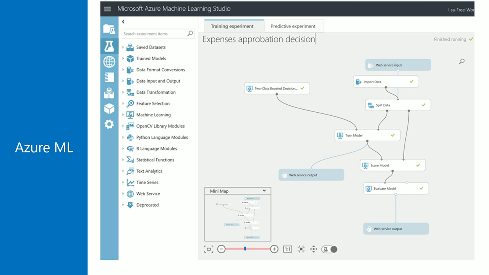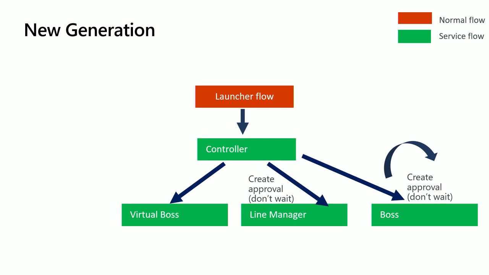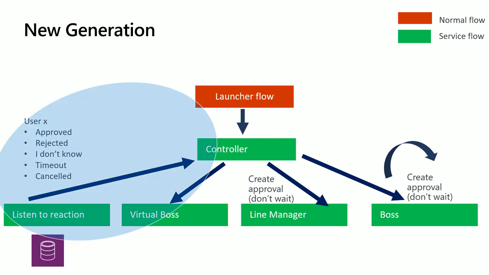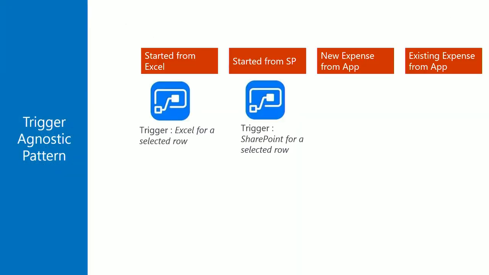Okay, I'm working on a new generation of the controller model, like, for instance, I will have a new branch that will listen to the new approval information from Common Data Service. Okay, I will skip this one.